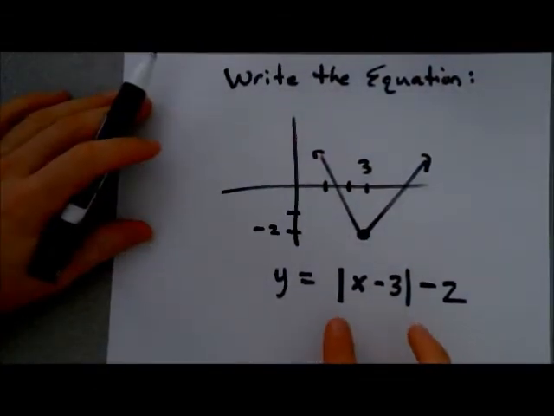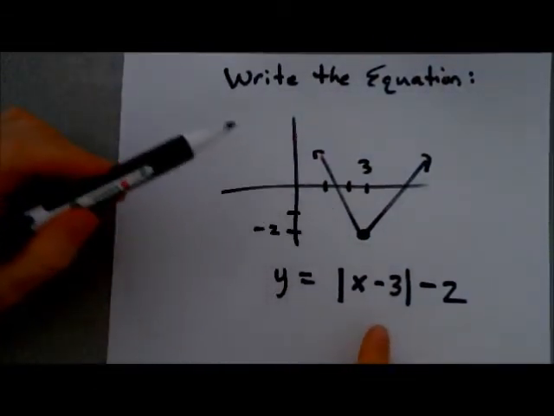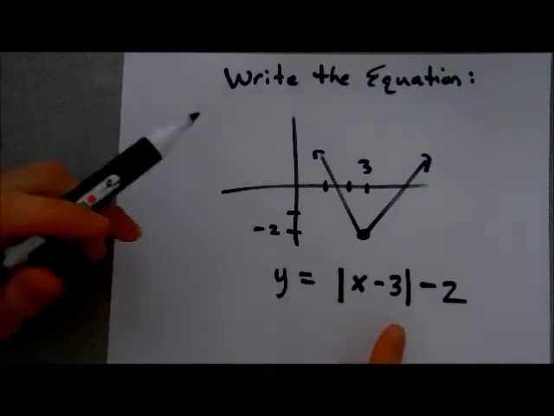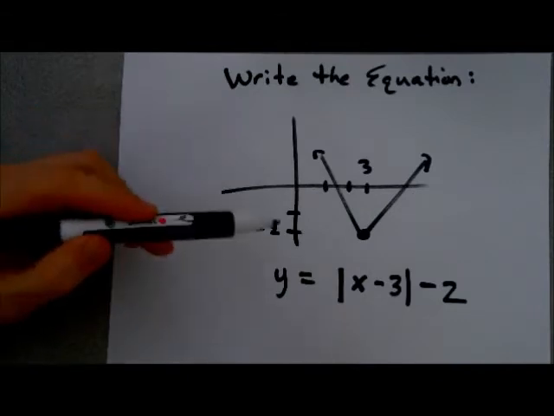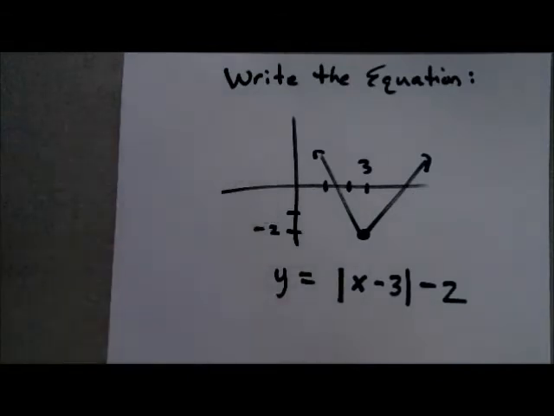So again, it's an absolute value symbol because it's a V. To say 3 to the right, we're always thinking the opposite of what you see. So to go positive 3, it's going to be x minus 3. That's the opposite. And then to go down 2 units is minus 2.